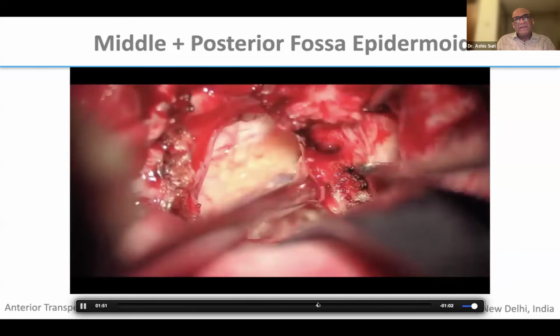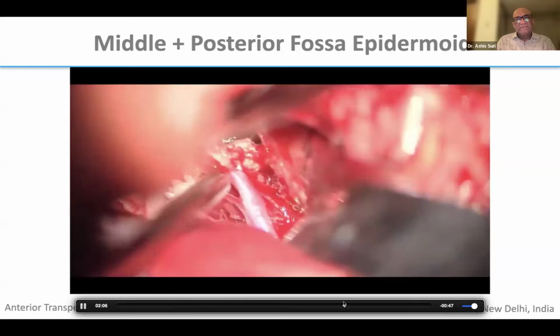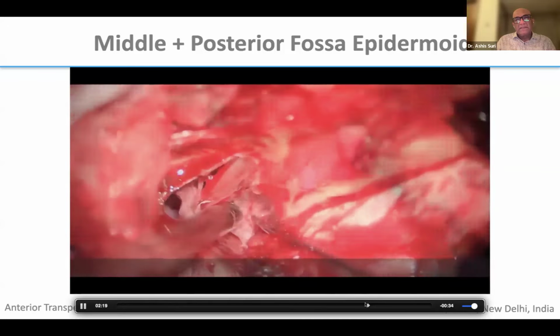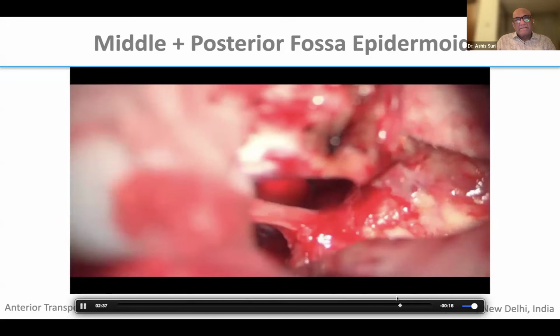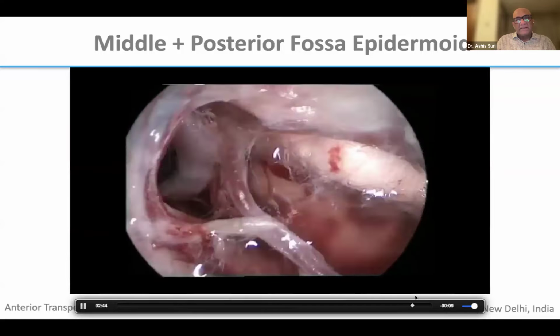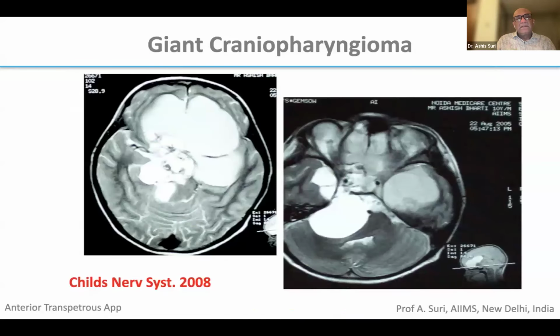So you can actually look at the ambient cistern, the crural cistern, the CP angle cistern. That's the 7th-8th complex. And then you can take an endoscope and see the opposite side. So that is important because, and then subdural closure.